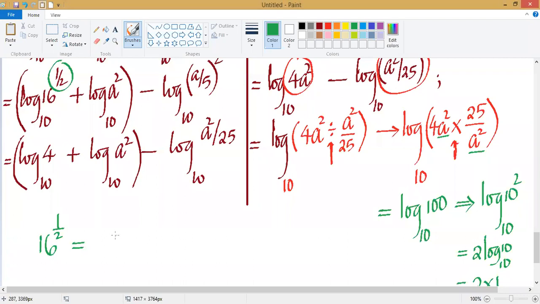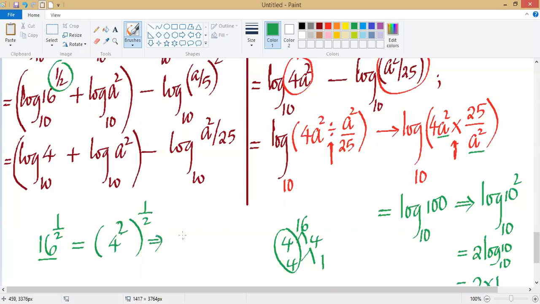I wanted you to use the indices. Write 16 in terms of 4. Which power will 4 have to be raised to for it to be 16? 16 divided by 4, you get 4. Divided by 4, 1. 4 squared is 16. Yes, sir. Then the powers multiply.